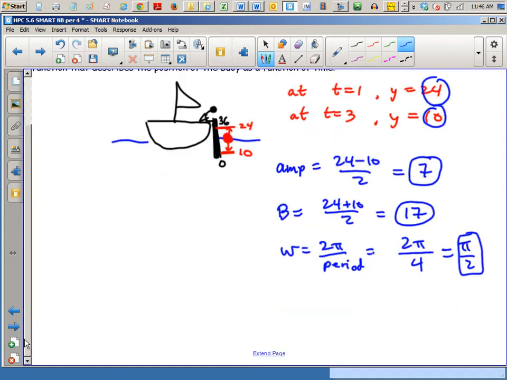Now let's go on to find the last missing piece, the phi. This is kind of the hardest part, and sometimes you'll need a calculator for it, unless you know your unit circle super well. So I'm going to write down the model the way I think it should go. y equals amplitude times sine of omega t minus phi, don't know that yet, plus b. This is the best I can do right now. I don't know phi yet.